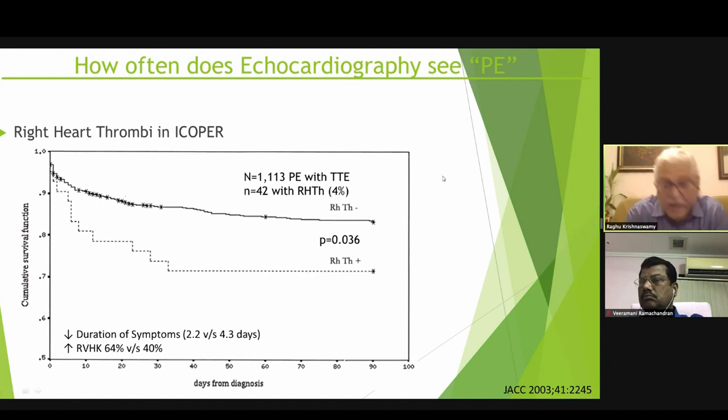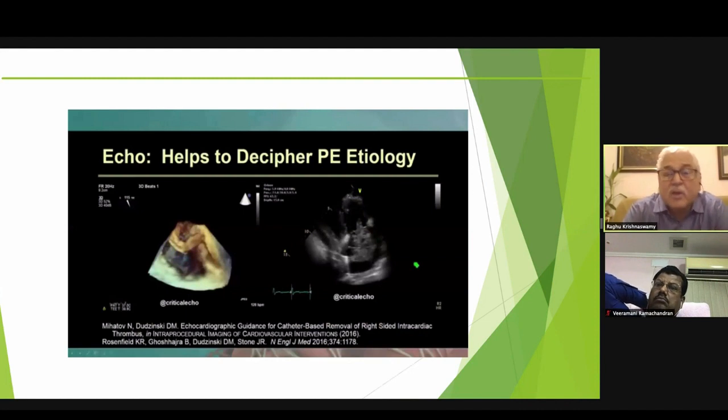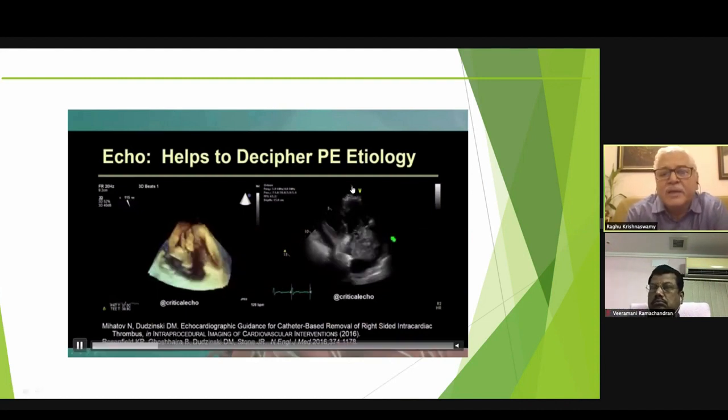So it's rare. I'm sorry if I gave you the impression that, because 2 of my patients had that, most PE patients have it. Actually, they don't. Very few of them have, and this was brought out very well in the study, which showed that only 4% of the PE patients had right heart thrombus. So then, how does echo help? Certainly not in primary diagnosing, but it helps in deciphering PE etiology.